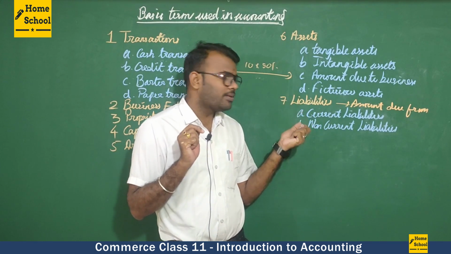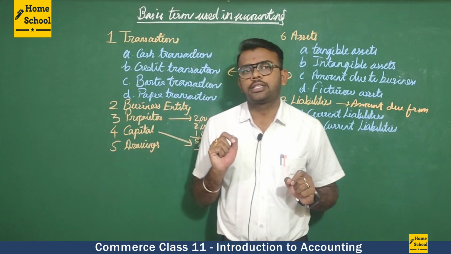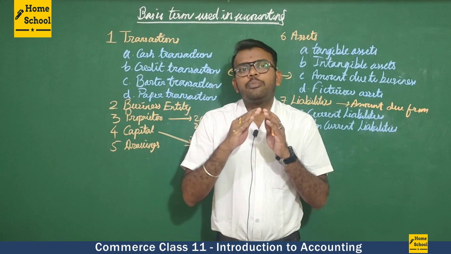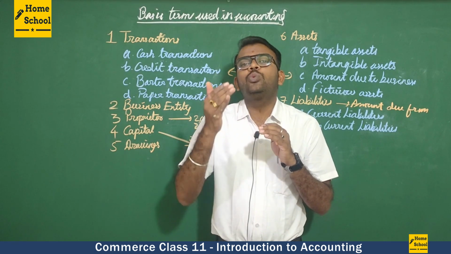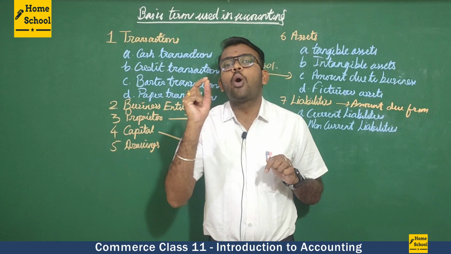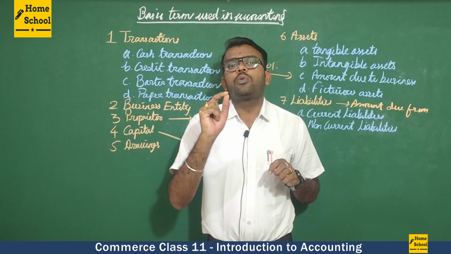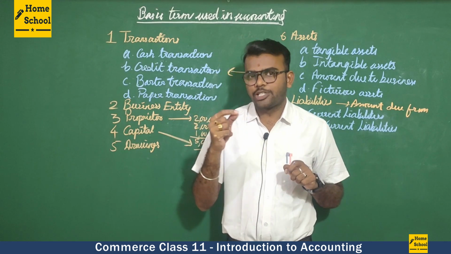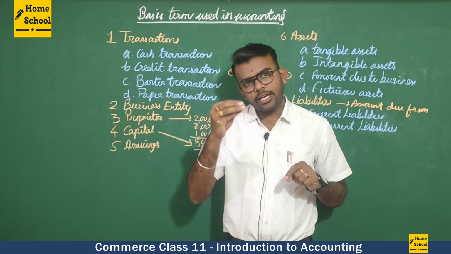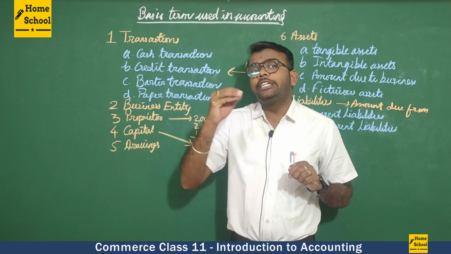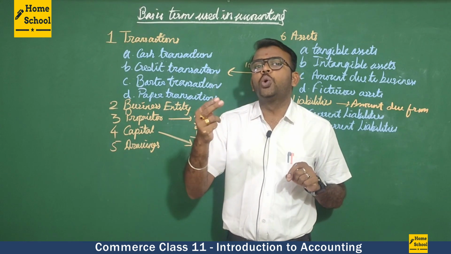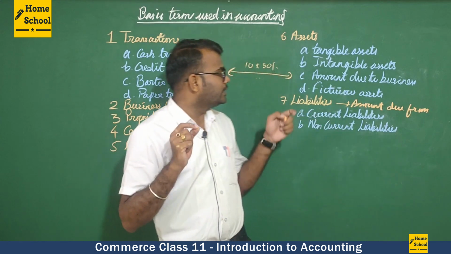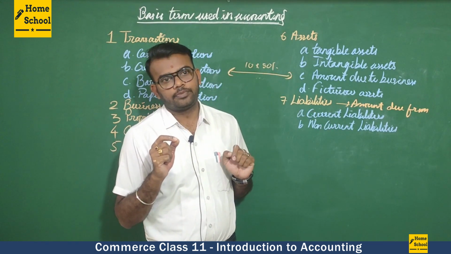In liabilities, we have two types: current liabilities and non-current liabilities. Current liabilities means anything which the business has to pay within 1 year. Short-term borrowings, for example: you have taken a loan from someone because of some business problem, and you tell them you will pay the loan within 1 year. That is a short-term borrowing. That is a type of current liability.